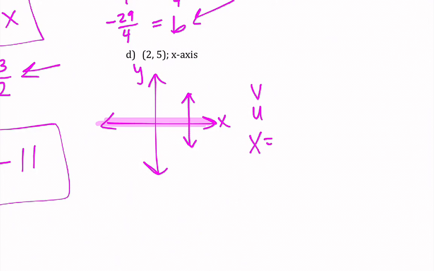So if I'm going to write the equation of a vertical line, I know it's going to be x equals, and then look at your point. Which one of these numbers is the x value? Well, it's 2. So the equation is x equals 2.